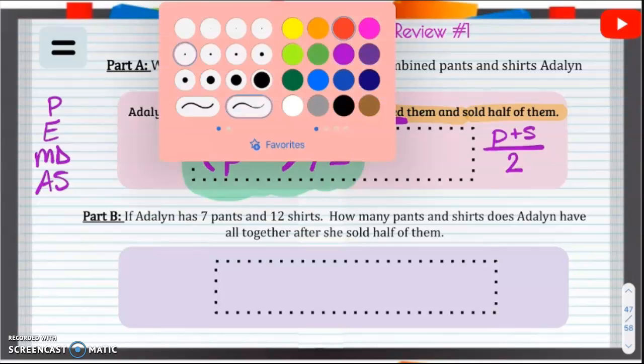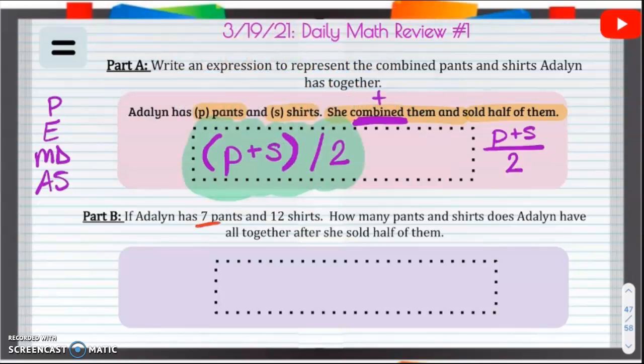So we're going to replace the P with a 7. So we're going to have 7 plus the shirts are 12. Then we'll divide by 2. So remember order of operations, 7 plus 12, we're going to get 19. Then we're going to divide by 2, and that will equal 9.